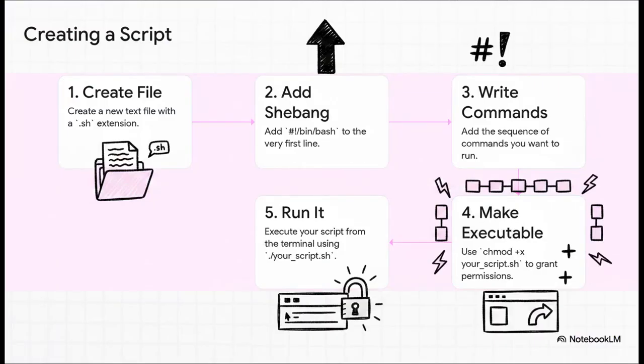And here are the 5 magic steps. First, you just create a file. Giving it a .sh ending is just a nice convention so everyone knows what it is. Second, you add this weird-looking line called a shebang. We'll talk about that in a second. Third, you write your commands. Now, steps 4 and 5 are absolutely critical. For security, text files aren't runnable by default, so you have to explicitly give it permission to execute. Then, and only then, can you run it.